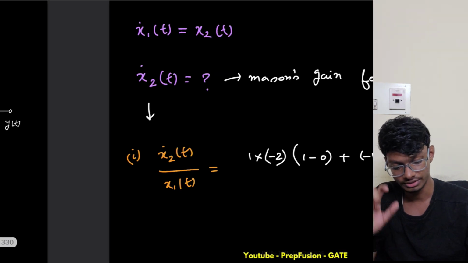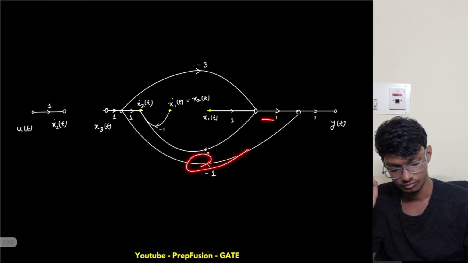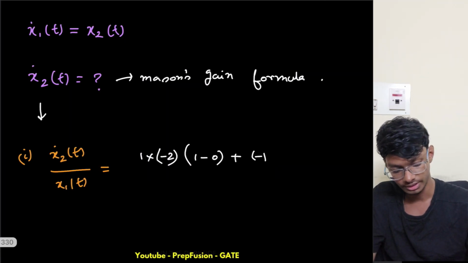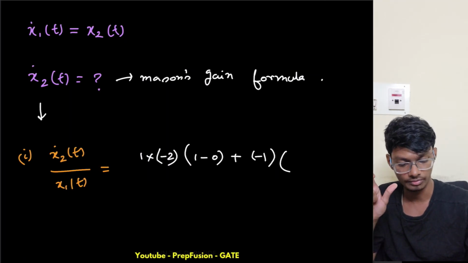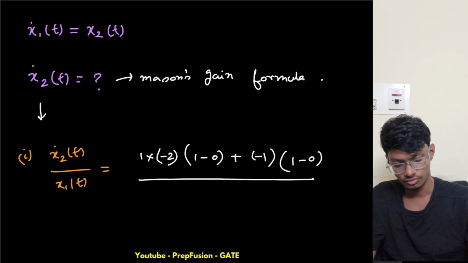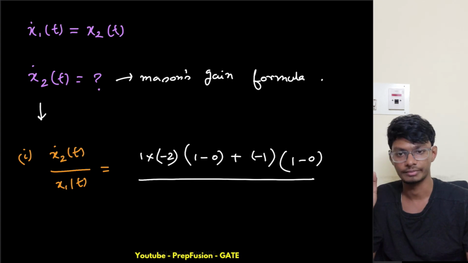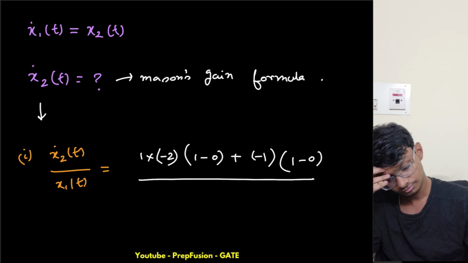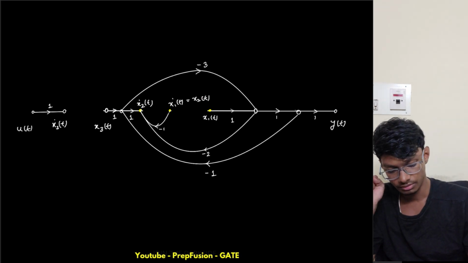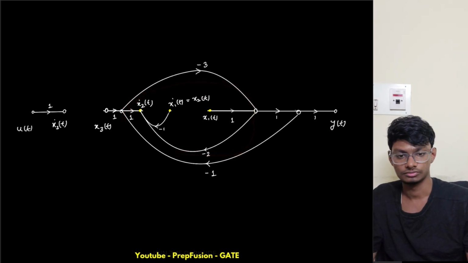And what is the other? This one was minus 1, right? 1 times minus 1 times 1. Okay, and then 1 here. So this is minus 1. Again this node is common, so again the associated loop gain will be 1. So what do we have in the denominator? It is the determinant, right? The determinant will be simply 1 minus the loop gain.